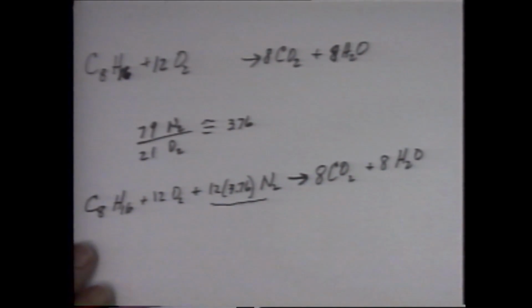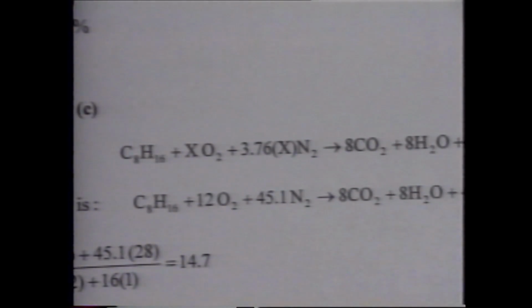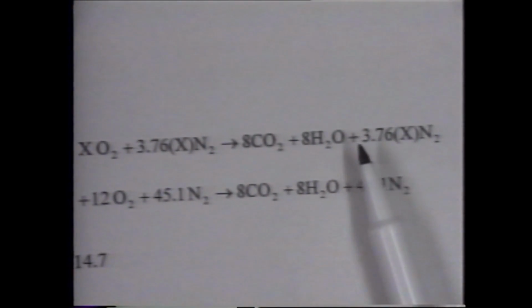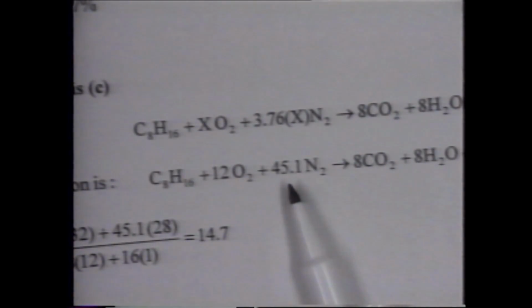So here's our equation. Let me switch over to the typed version. Here's our balanced equation. I started with X oxygen, 3.76 times X nitrogen. Found out because I have 8 CO2s, 8 H2Os, I'm going to need 12. X is equal to 12, so I put that in. We get 45.1 nitrogen molecules on both sides of the equation.